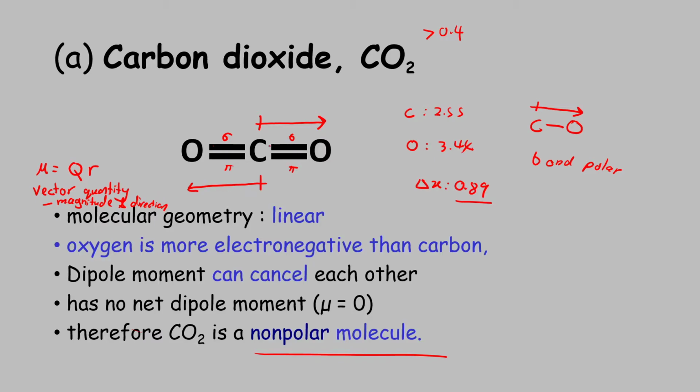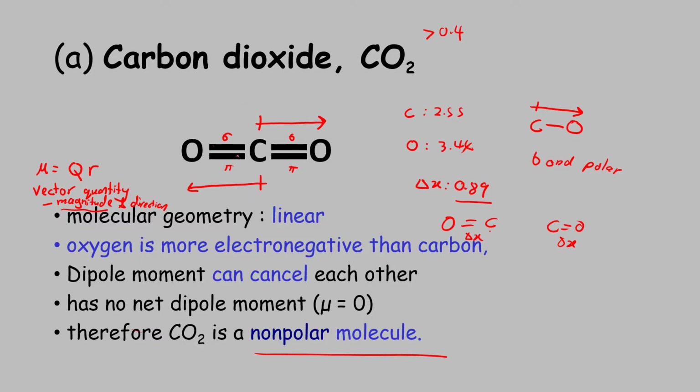So, if carbon is bonded to oxygen and also carbon is bonded to oxygen, is the magnitude the same? Is the electronegativity difference the same in this one and in this one? The same, right? This is carbon and oxygen, this one is also carbon and oxygen. So, since the magnitude is the same, the only difference is direction.